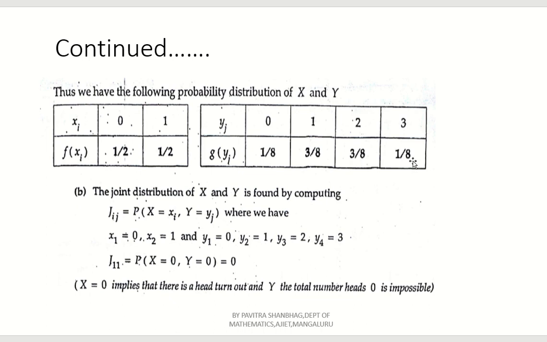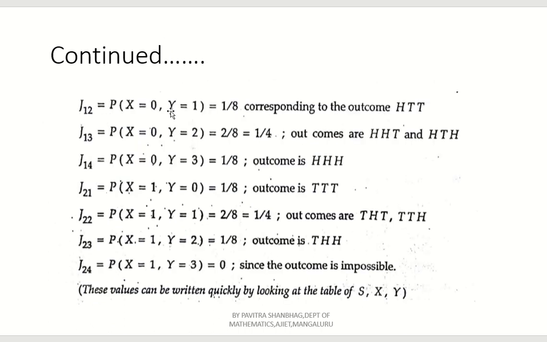Now after this, we have to compute the joint probability distribution. What is Jij? We have to find f of xi into g of yj. So 1 by 2 into 1 by 8, similarly 1 by 2 into 3 by 8, 1 by 2 into 3 by 8, like that you have to find. Here x1 equal to 0, x2 equal to 1, y1 equal to 0, y2 equal to 1, y3 equal to 2, y4 equal to 3. Now find out J11, similarly J12, J13. The computation is given here.